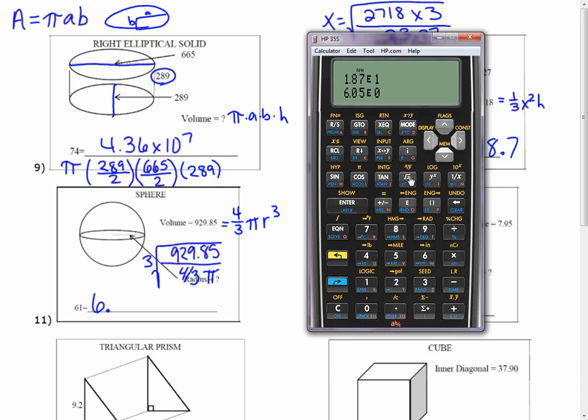I would never write times 10 to the 0 at the end of it. I would just leave it directly like that. Be careful, sometimes they might ask you for the diameter, so when you do that work, you'd get your radius, and if it did ask for diameter, we would end it by saying 2 times, and we'd get 12.1. But they did not ask us for that, so we'll stick with our radius.